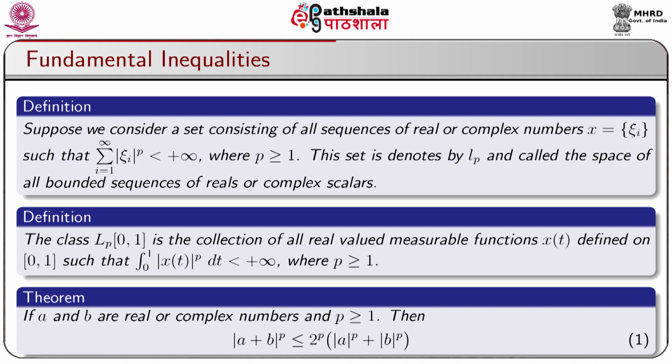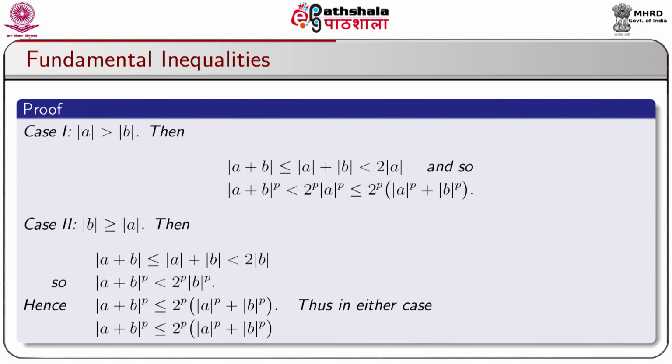If a and b are real or complex numbers and p greater or equal to 1, then mod of a plus b whole to the power p is less or equal to 2 to the power p times mod of a to the power p plus mod of b to the power p. Proof. Case 1. If mod a is greater than mod b, then mod of a plus b is less or equal to mod a plus mod b, which is strictly less than 2 mod a, and so mod of a plus b whole to the power p is less than 2 to the power p into mod of a to the power p, which is less or equal to 2 to the power p times mod of a to the power p plus mod of b to the power p.